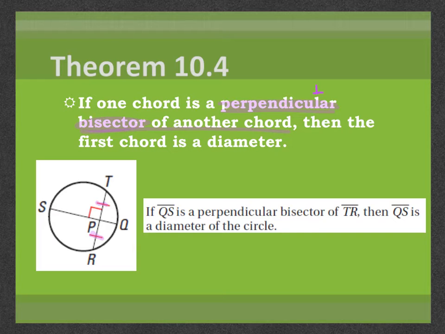So if that's the case, then this segment here in this case, SQ, is the diameter. So if a chord like this is both perpendicular and bisected by that chord, then the other chord, which is SQ, would be the diameter of the circle.